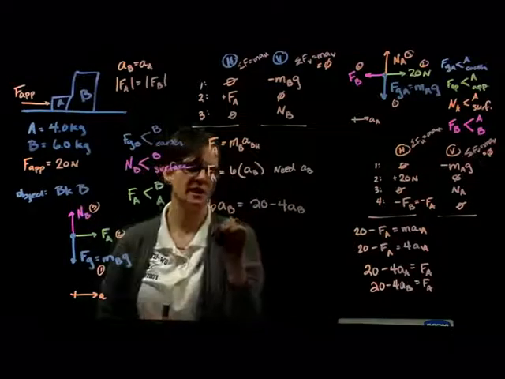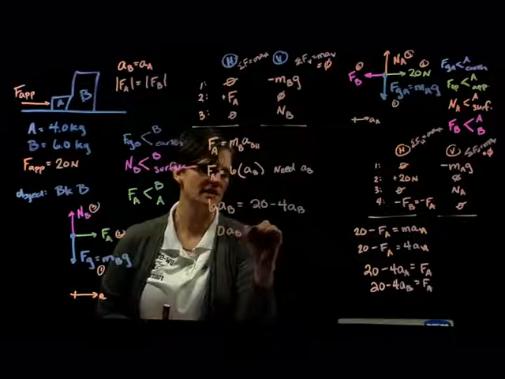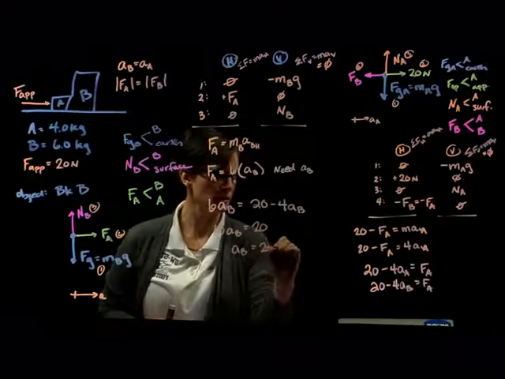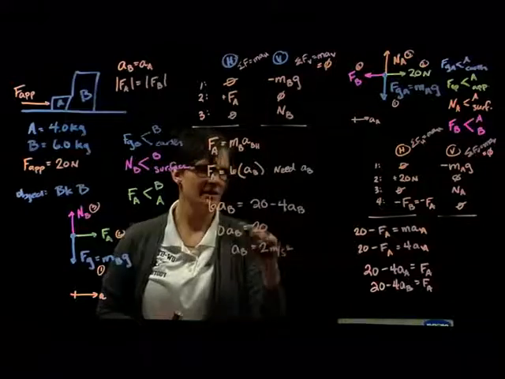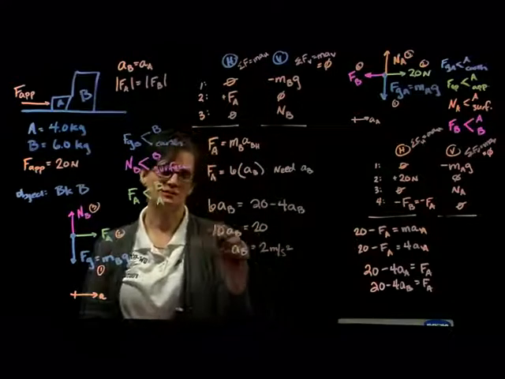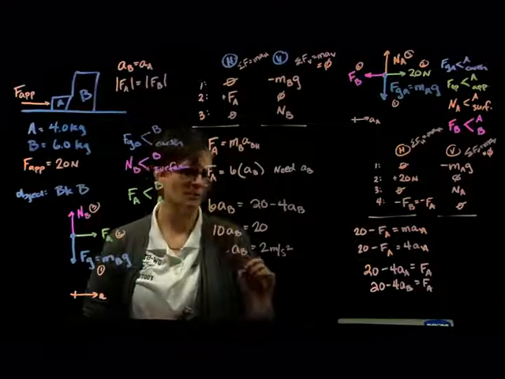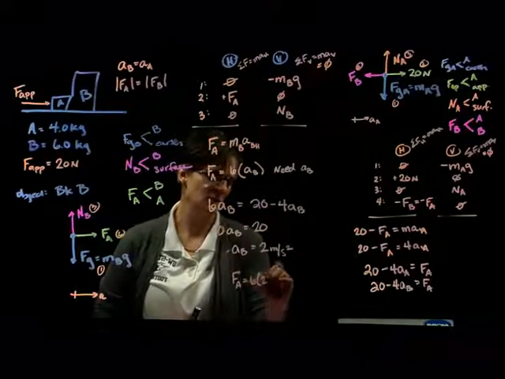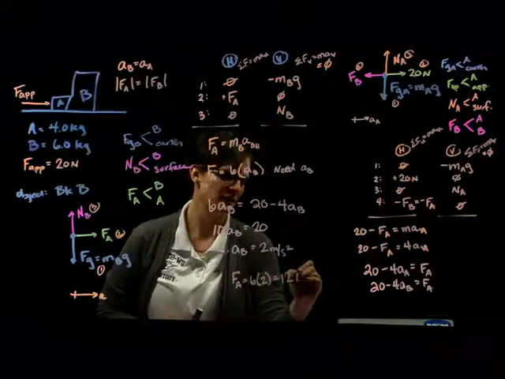Bring this to the other side. I have 10 times the acceleration of B is equal to 20. So the acceleration of B is equal to 2 meters per second squared. And I was interested in this force by A. Well, the force by A is equal to 6 times 2 or 12 newtons.